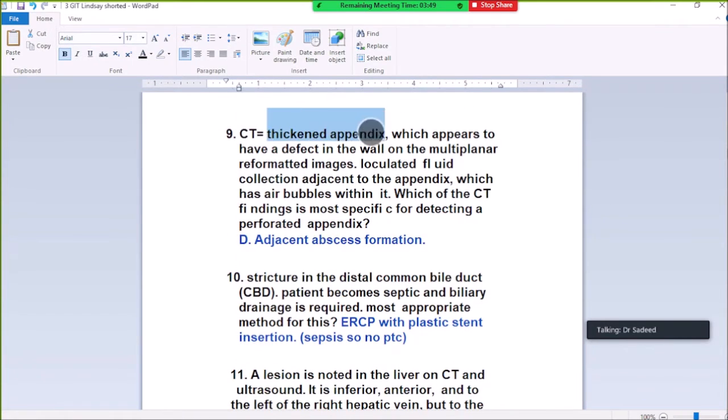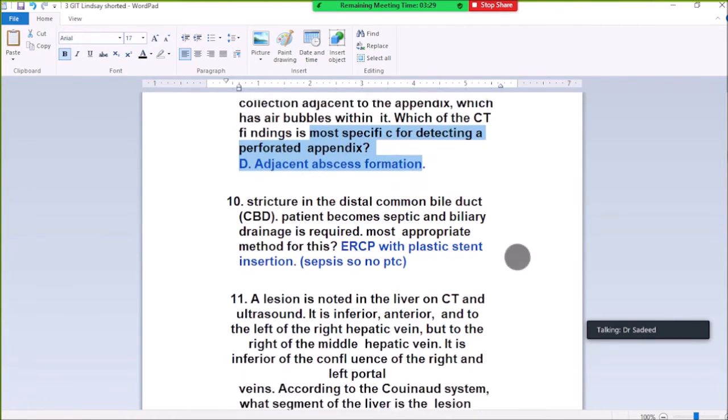Question 9. CT shows a thickened appendix which appears to have a defect in the wall on multiplanar images. So there is perforation of the appendix. A loculated fluid collection adjacent to the appendix has bubbles within it. This visual finding is more specific for detection of perforated appendix. Adjacent abscess formation shows perforated appendix. More specific for perforated appendix is adjacent abscess formation.